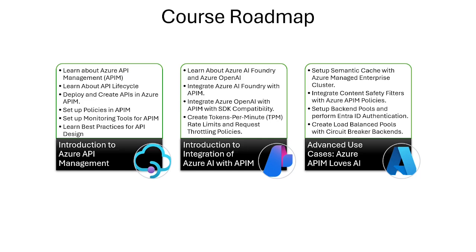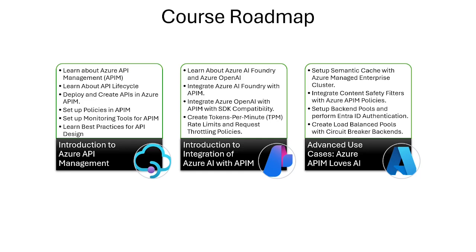Then we'll move on to the second part of the course, which is all about introduction to integration of Azure AI with API Management. In this section, you'll learn about Azure AI Foundry and Azure OpenAI. You'll look how you can integrate Azure AI Foundry with API Management instance. And the same goes for implementing Azure OpenAI with API Management instance with a bit of Python SDK compatibility. And then we'll also take a look at how we can create tokens per minute rate limits and request throttling policies.